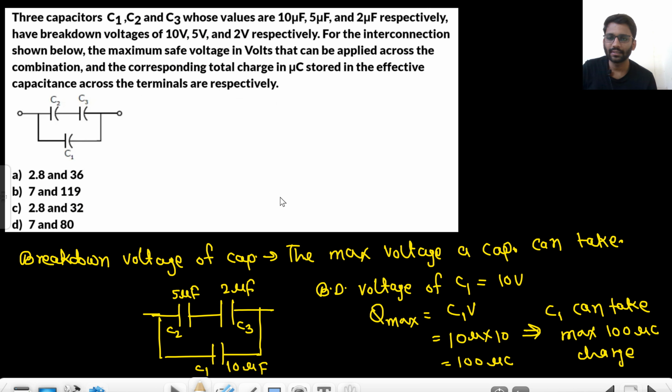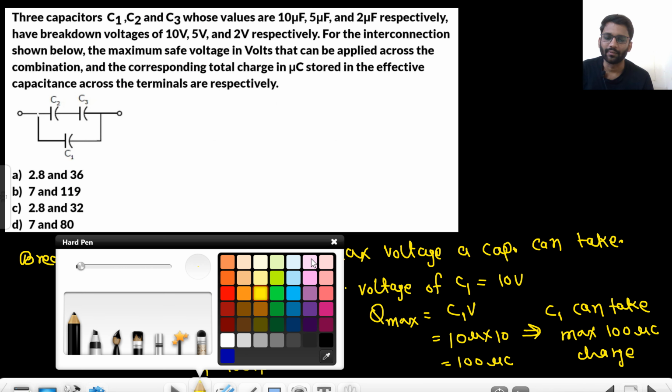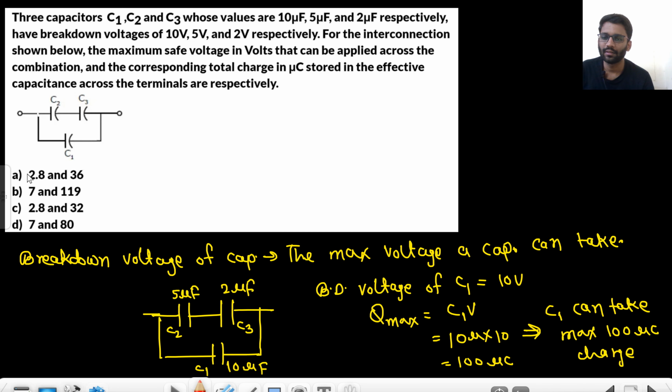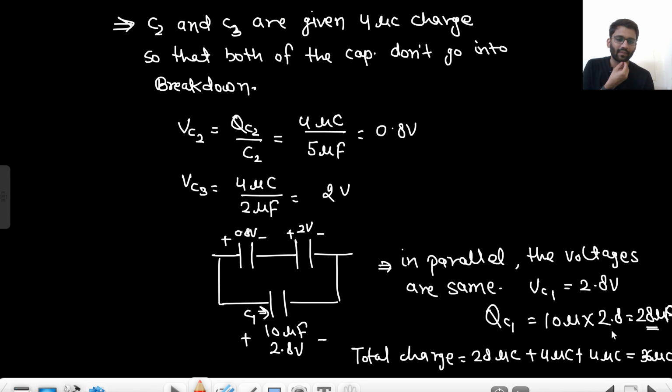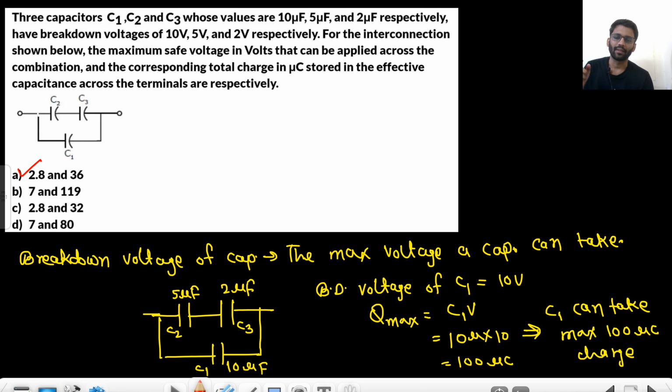And what did they ask? 36 microcoulomb. And what is the voltage? The voltage is 2.8. So the answer would be this 2.8 and 36. How did we get it? This 2.8 voltage we already see here, right? 2 volt here, 0.8 volt here. So 2.8 voltage is across the terminal. Across this terminal, they are asking the voltage.